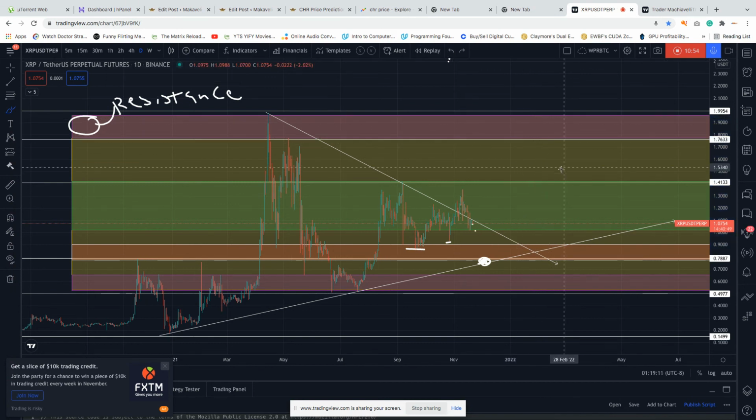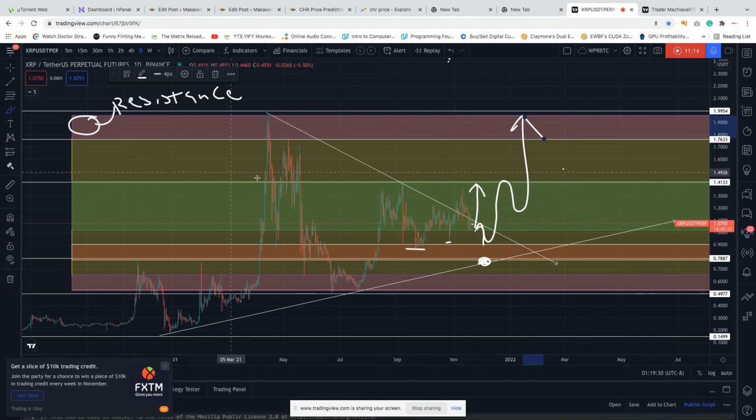Let me get that right. It's either it goes like this or it goes like this, right? One is going to play out. That's what I see happening to SRP. So SRP is really getting ready. SRP is getting ready for a good move.